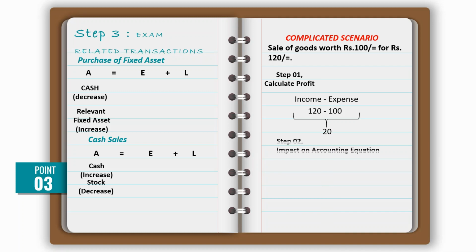Step 2, impact on accounting equation. You all know that due to profit, equity will increase. Therefore, under equity, rupees 20 increase. And under assets, cash will increase by 120 rupees. And stock worth 100 will be decreased. These are the transactions that will be tested in your exams.